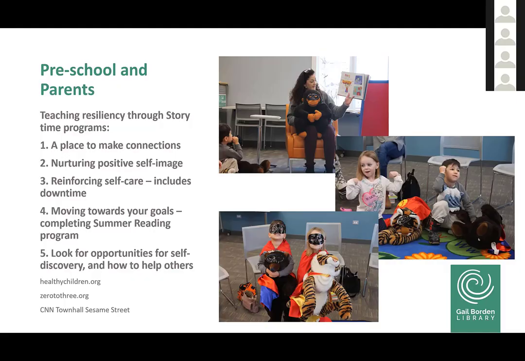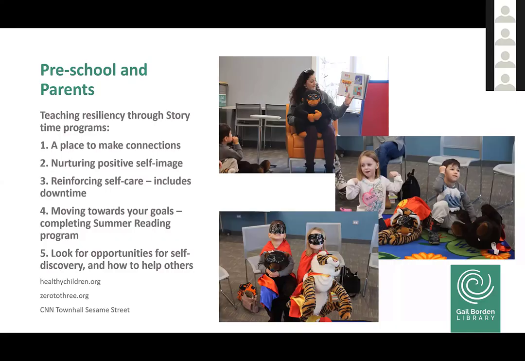But one of the things that we do through our story times, both our Hispanic story times and our English story times, is make it a place to make connections. These little people are getting some of their first socialization lessons, and we're nurturing their positive self-images. We're encouraging them. We're reinforcing self-care, which is going to include downtime and reading together, and just relaxing and enjoying their time at the library. We're also having them move forward towards their goals, like completing their summer reading program, and having them check in and showing you what they loved to read, and encouraging that interaction between someone outside their family, a librarian or staff member at the branch, and just these young people that are growing and seeing encouragement from their community members aside from their teachers.